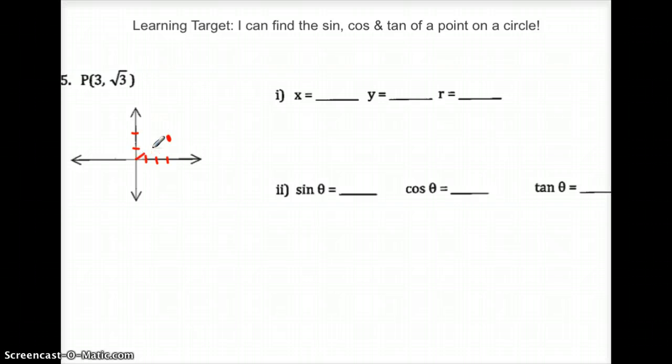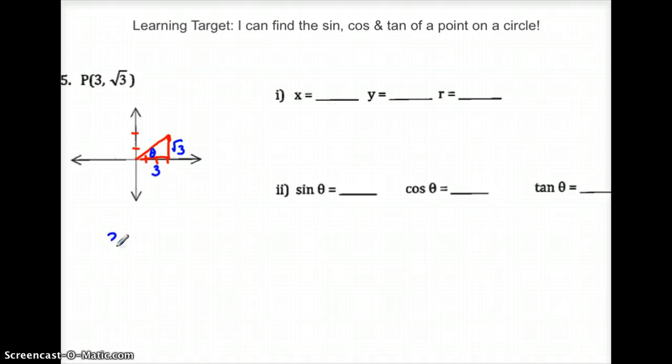So draw my hypotenuse, drop my altitude. Got a small triangle I'm gonna have to squeeze. So there's theta. This value I went over was 3. The value I went up was radical 3. Now I gotta find the hypotenuse.